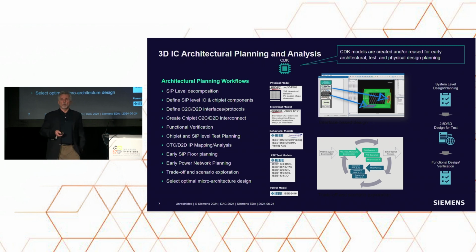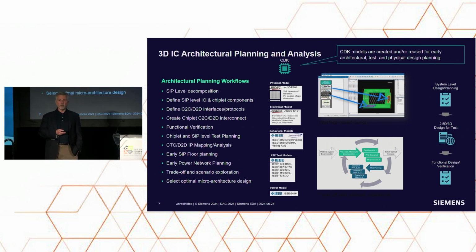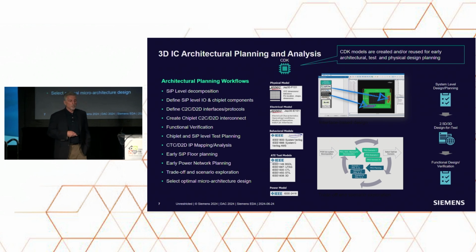Okay, so the first step in developing these 3D ICs is the architectural planning and analysis. So the 3DKs that we're talking about primarily are mostly in the CDK. So these are the behavioral models. You'll need some of the physical models and how the different components are available, the electrical models for the interfaces. So what you're doing during this architectural planning process is you're looking at different microarchitectures, and there may be multiple different design scenarios that would be applicable from a system or functionality perspective.